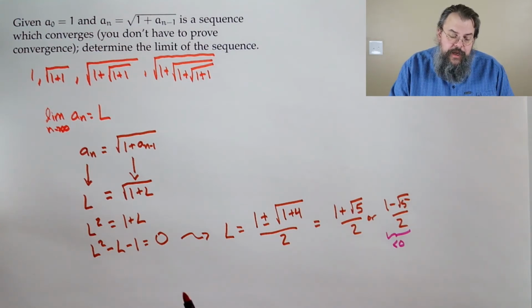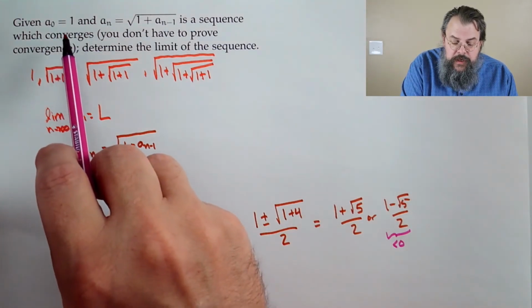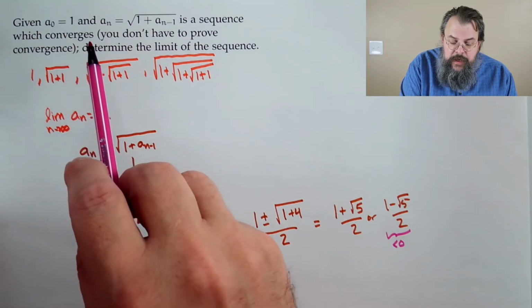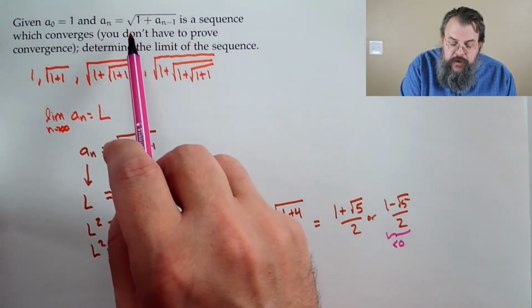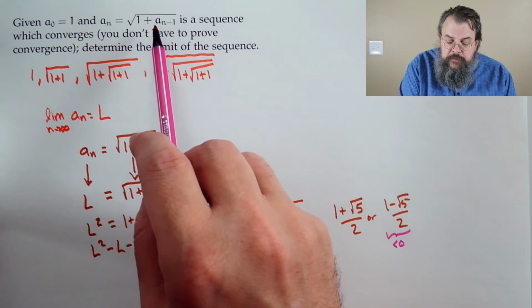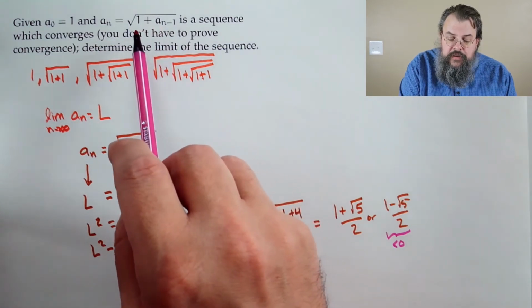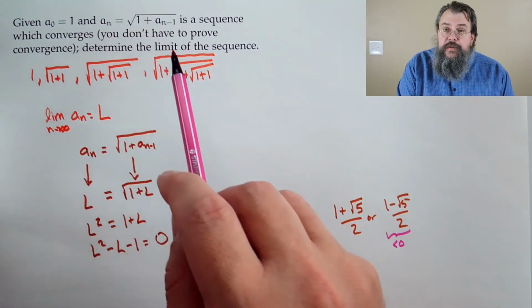Well, think of what's happening here. We're starting at 1, and then what comes out, it's always going to be the square root of 1 plus something, at least 1, right? So that a sub n is always at least 1.